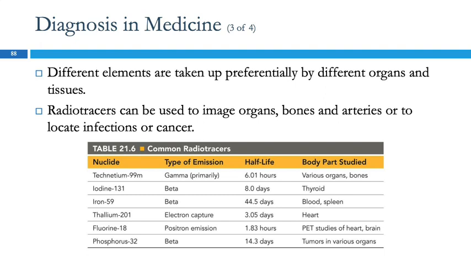Different elements are taken up preferentially by different organs and tissues. So there's a lot of different radio tracers used to do a lot of different things. And this is just a summary. We can image organs, bones, arteries, or we can locate infections or locate cancer. So, fluorine-18 is used in PET studies of the heart and brain. We talked about this one, iodine-131 for the thyroid. Phosphorus-32 can be used to find tumors.